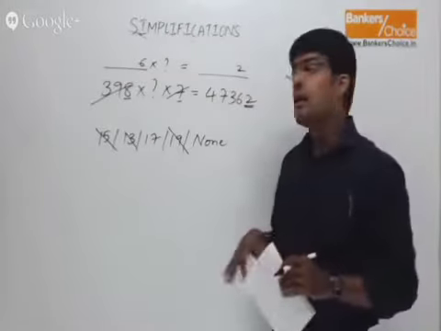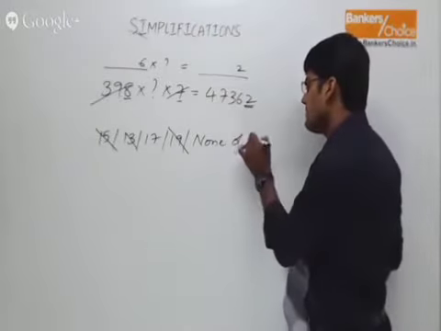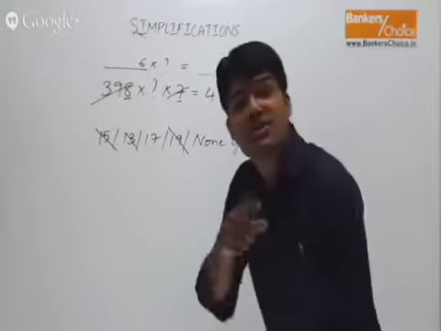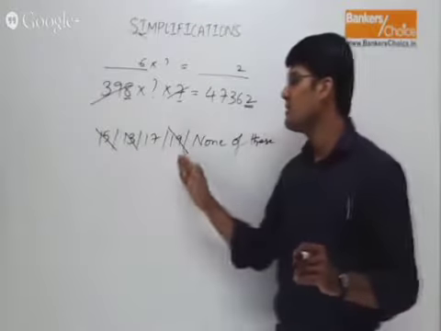What are the possible answers? Either 17 or fifth option, none of these. Fifth option, none of these. Again, the same question arises. Which is correct? We have no idea. What we only know is first option, second option, third option are wrong.